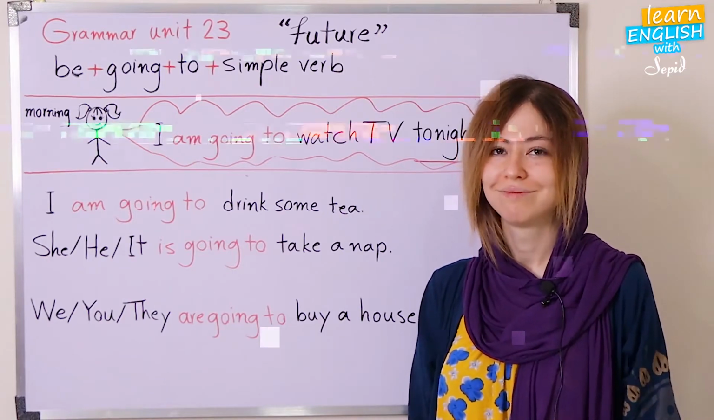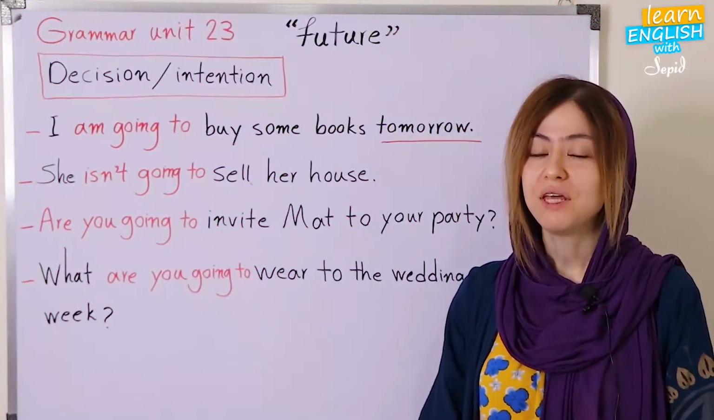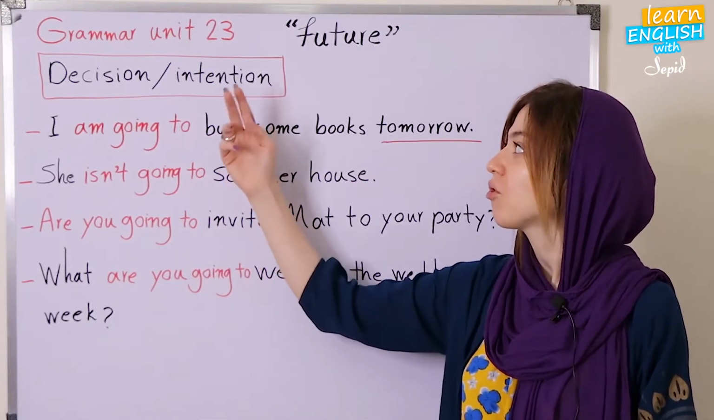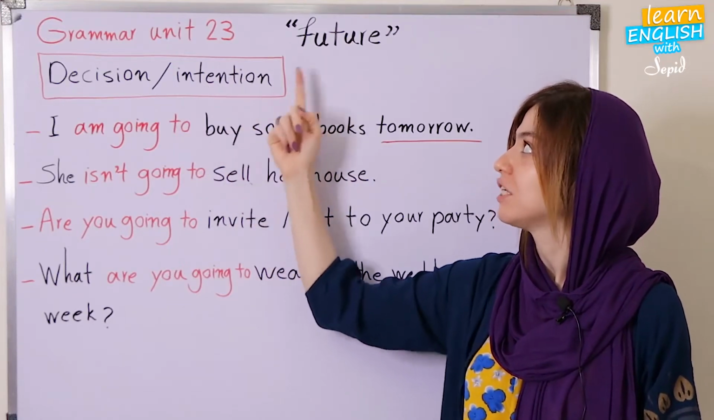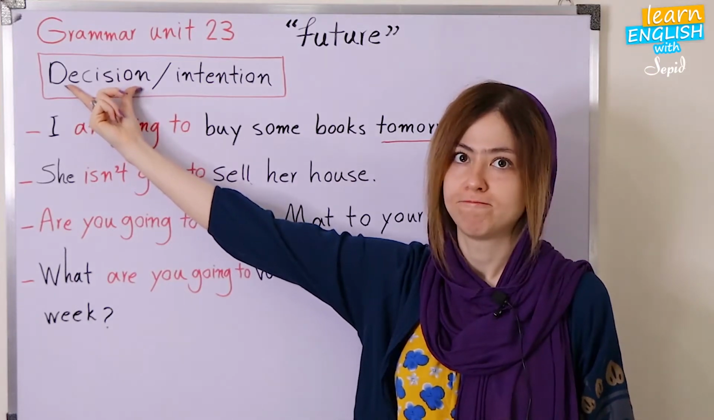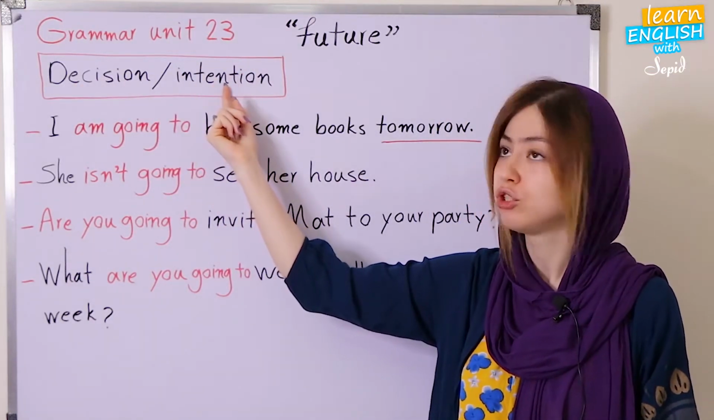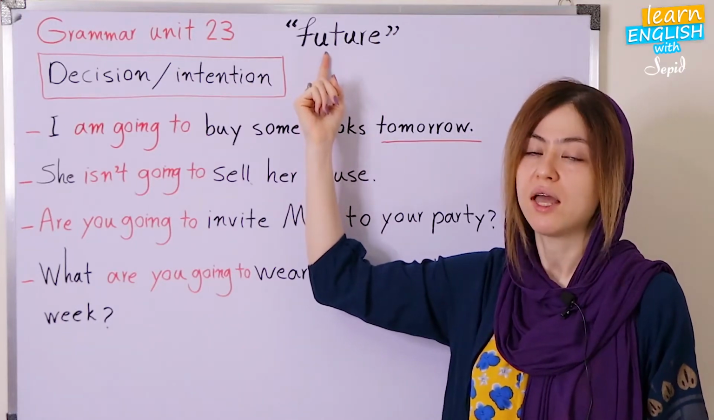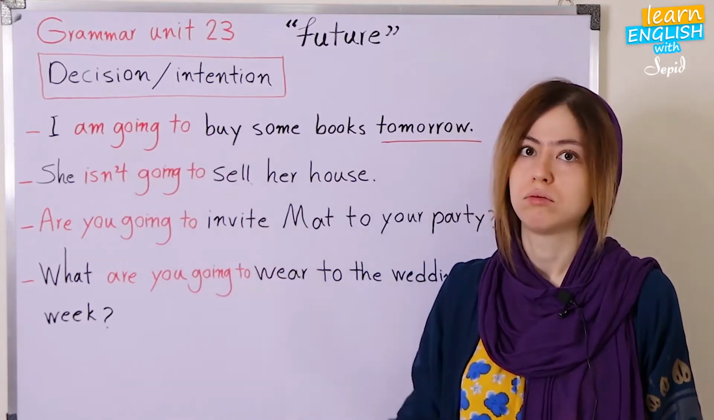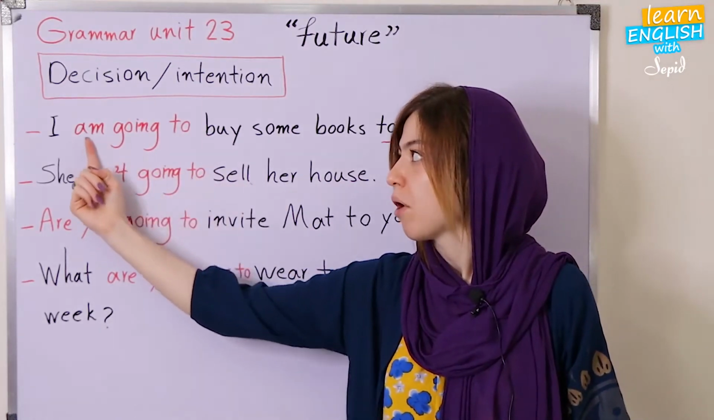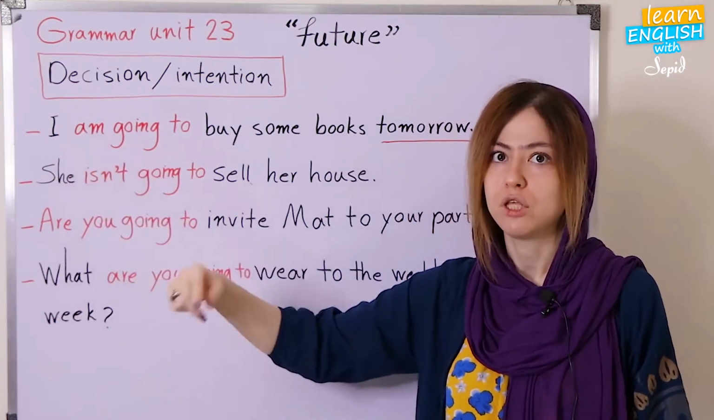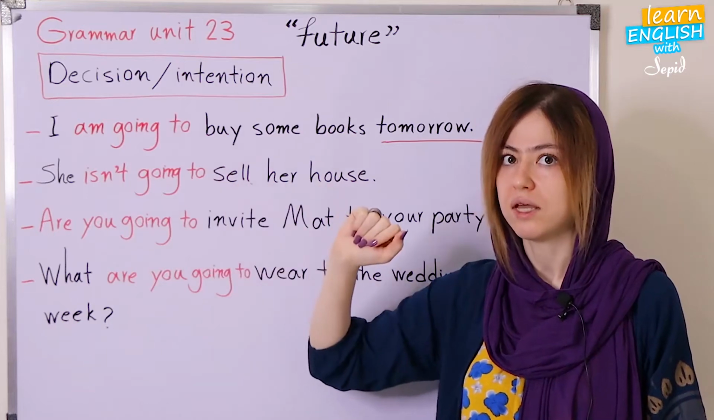Let's learn more. So, we use be going to in order to talk about our future intentions, the decisions that we made and we intend to do in the future. In this case, we use the grammar be going to. This be part changes based on your subjects. I am, you are, she is, like this.